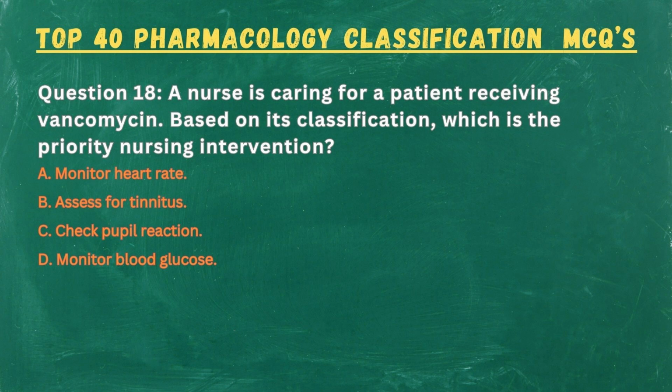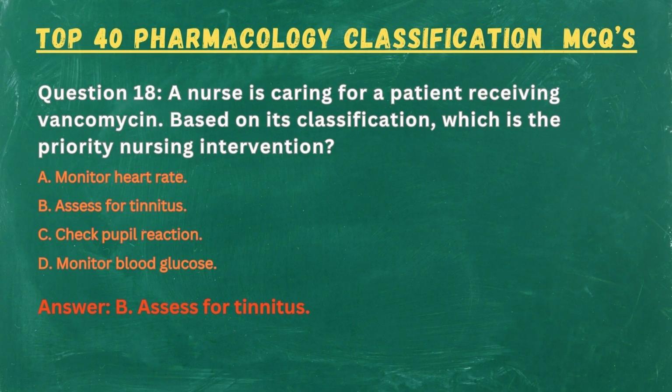Question 18. A nurse is caring for a patient receiving vancomycin. Based on its classification, which is the priority nursing intervention? A. Monitor heart rate. B. Assess for tinnitus. C. Check pupil reaction. D. Monitor blood glucose. Answer: B. Assess for tinnitus.